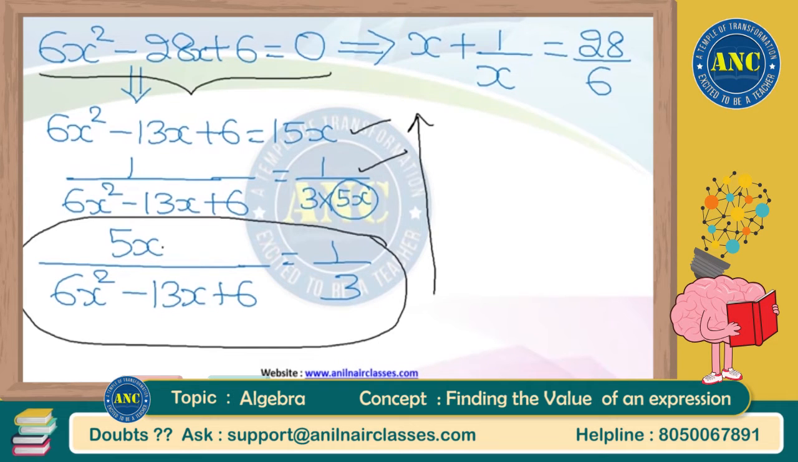Calculate in your mind. 5x into 3 is 15x. 15x shifted, it is minus 28x. So that means minus 28 shifted to the right hand side, it becomes plus 28. And because the constant is having plus, it is x plus 1 by x. Because the coefficient of x square is 6, it is 6 in the denominator. Very easy to find it, sir.